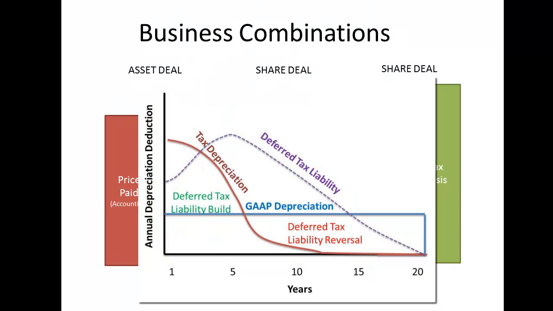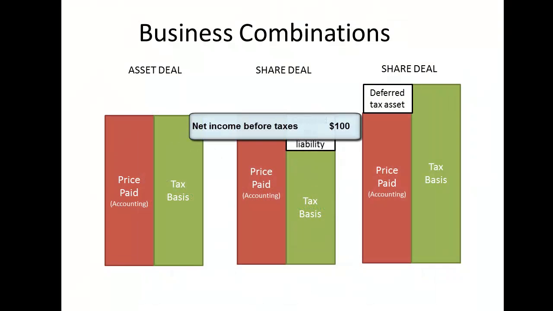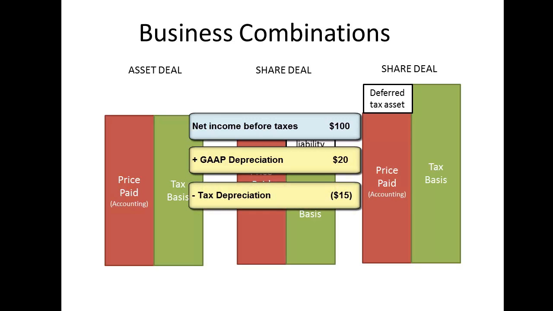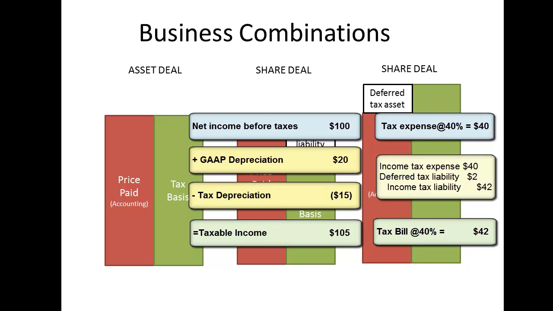Well, in the case of a deferred tax liability, your accounting depreciation of assets will be higher than your tax depreciation. So if your net income before taxes was, say, $100, to calculate taxable income, you will need to add back the accounting depreciation of, say, $20 and subtract off the tax depreciation, which will be lower, say $15, giving you a taxable income of $105 and consequently a bigger tax bill. Each time you pay this bigger tax bill, you will draw down a portion of that deferred tax liability that you set up at the date of acquisition.